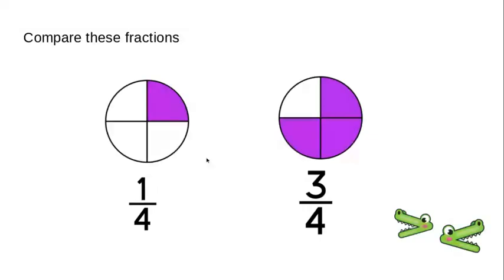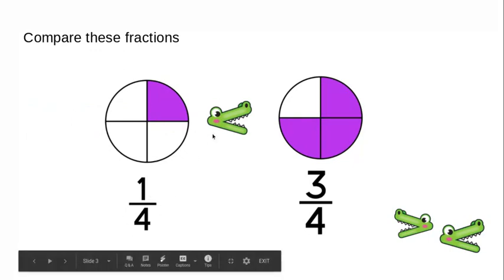So what would that look like with the symbol? Okay, there we go, right? So we would read this 1/4 is less than 3/4. Okay, let's try another one.